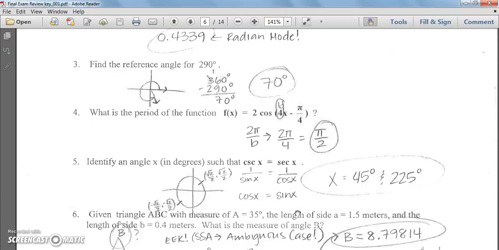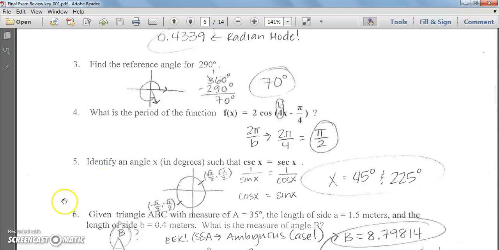So then I look, and where is the cosine equals sine? That happens at 45 and 225 degrees. Why doesn't it happen at 135 and 315? Because you might say, hey, they're both root 2 over 2. Yeah, but one's negative and one's positive. Here in 45, they're both root 2 over 2. Here, they're both negative root 2 over 2.